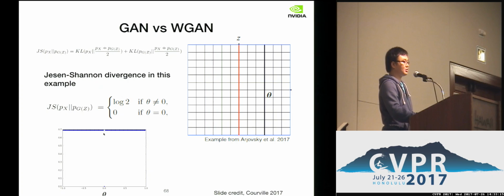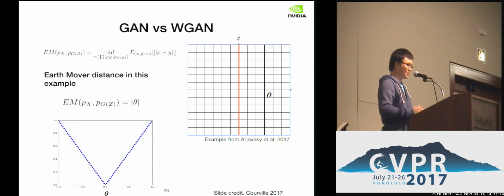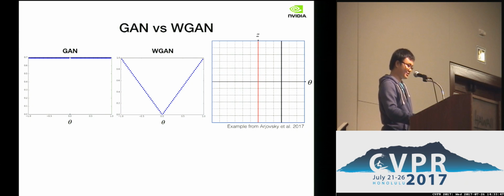So when you are moving towards 0, even though you are making progress, it does not reflect in your Jensen-Shannon divergence. But if you use Earth mover distance, you find that the distance is roughly proportional to how close you are toward the true target. So you can measure your progress. And that's one argument they make in the paper for why we should prefer WGAN over GAN.